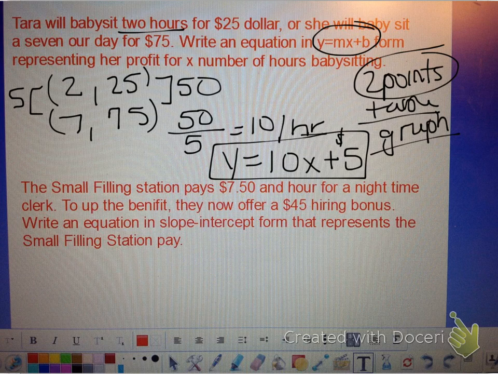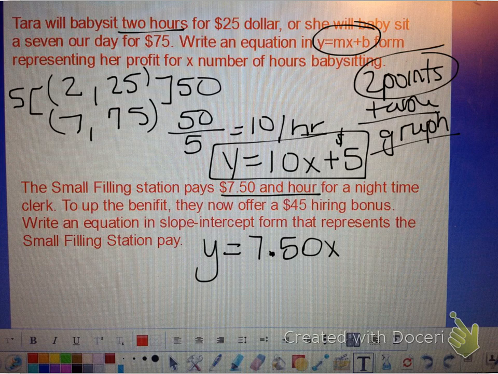Again, I need a slope. So what is changing? Is it the $45 that's changing each time, or is it the $7.50 that's changing? Well, because it's $7.50 an hour, it's changing with every hour. This is my slope. So I know that y equals $7.50 per hour. And we can make that an h if we want to, if that helps us.